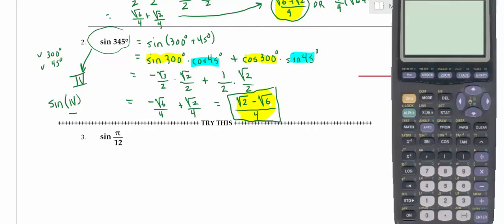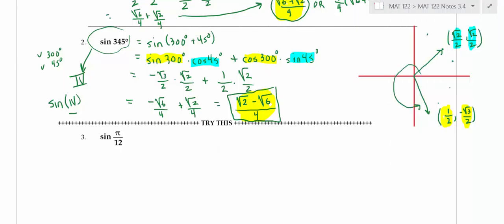Okay, so in degree mode, if I do the sine of 345 degrees, I'm going to get this. And notice that's a negative answer. Then on my calculator, I'm going to put in square root of 2 minus square root of 6, closing the parentheses, divide by 4. I get the same answer. All right, so what I'm going to do is pause the playback for a few minutes and let you all try number 3.